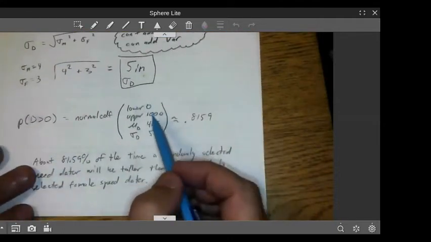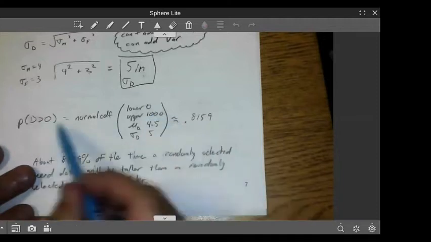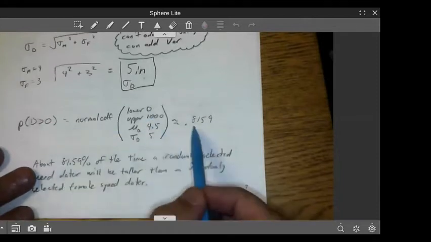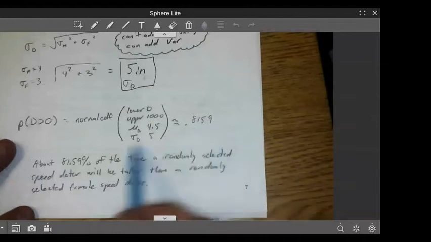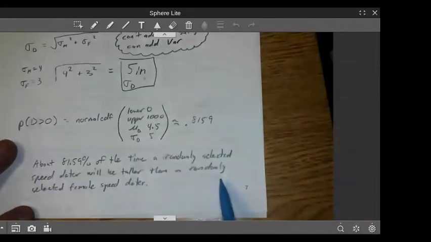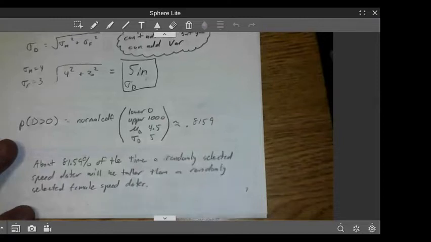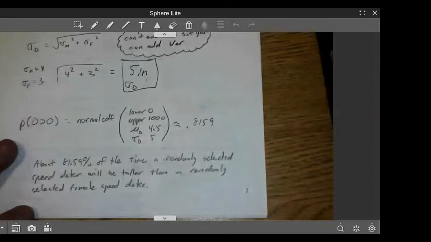And then from 0 to 1000, with mean 4.5 and standard deviation 5, we get 0.8179. Answer the question in context. About 81.5% of the time, a randomly selected male speed dater will be taller than a randomly selected female speed dater.